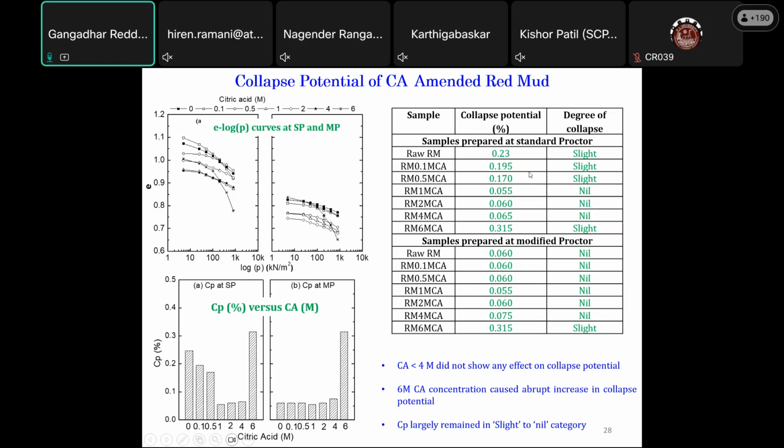So these are for the standard Proctor, and in the modified Proctor, that is the reason why I mentioned earlier also, it is better to use modified Proctor if this material is going to be used in the field. You can see the higher compaction energy gives no collapse potential, even if I am using up to 4 molarity of the citric acid. But because of the breakage of the bonds, the collapse potential gets increased at the higher molarity of the citric acid. So this is one of the reasons why.